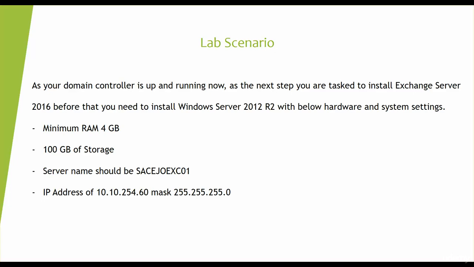EXC01, Exchange 01. And the IP address is 10.10.254.60 and a mask of 255.255.255.0. So this is going to be our lab to install Exchange Server 2016, and let's get it started.